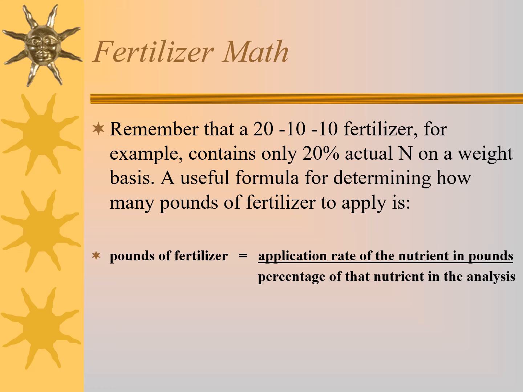And here's the formula. The pounds of fertilizer, which are over here on the left, is going to be equal to the application rate of the nutrient in pounds, right here, divided by the percentage of that nutrient in the analysis. So that is the standard formula that you would use to determine how many pounds of fertilizer you should apply. Let's go ahead and run through an example.